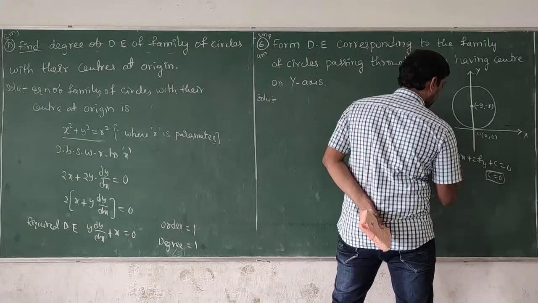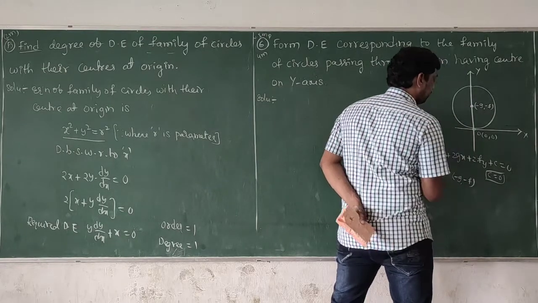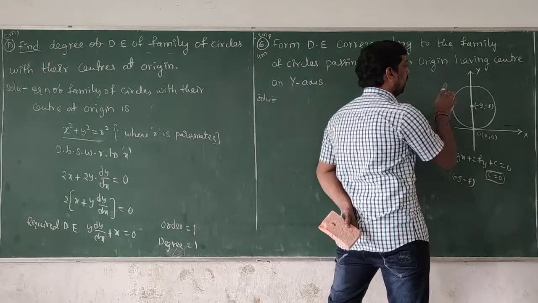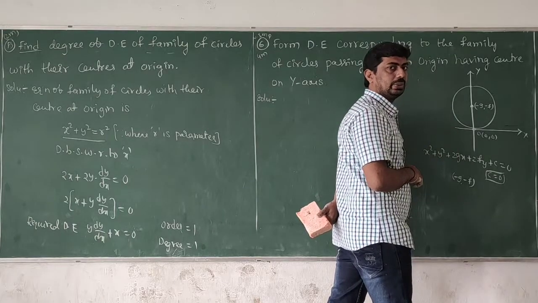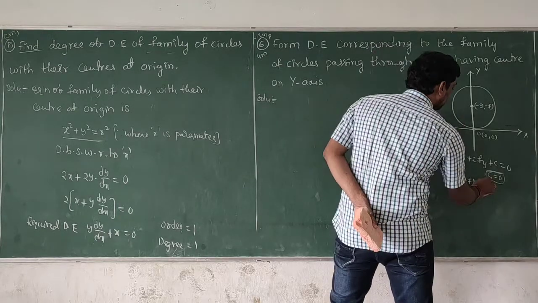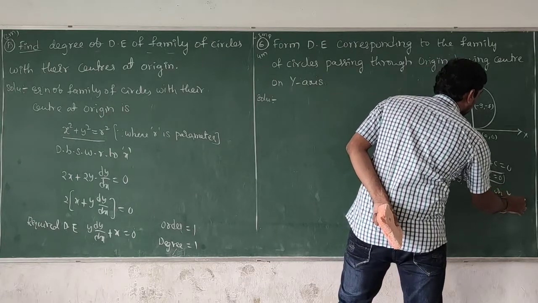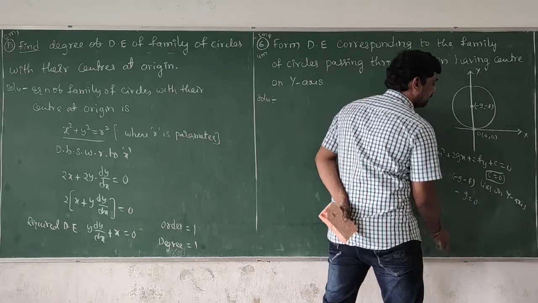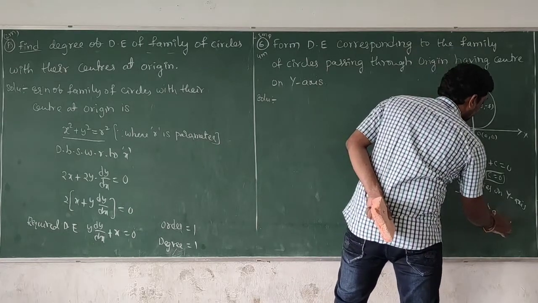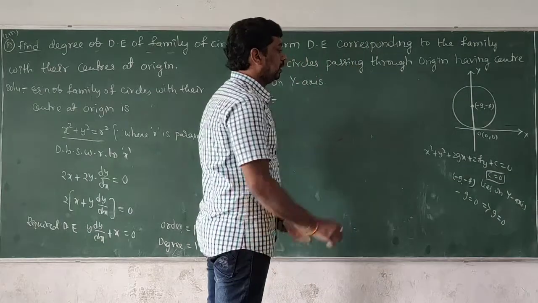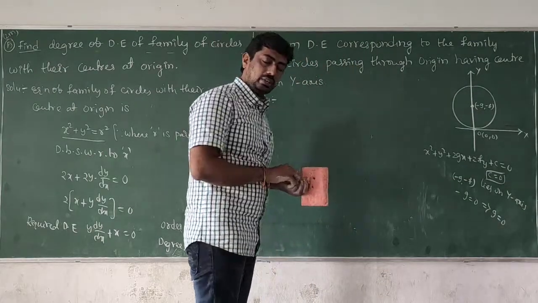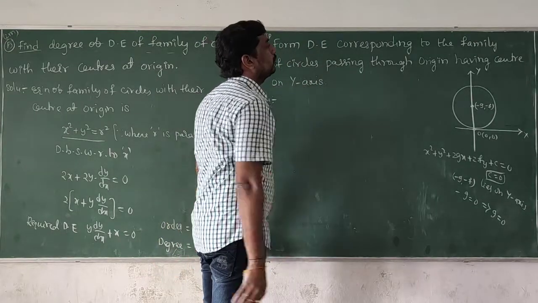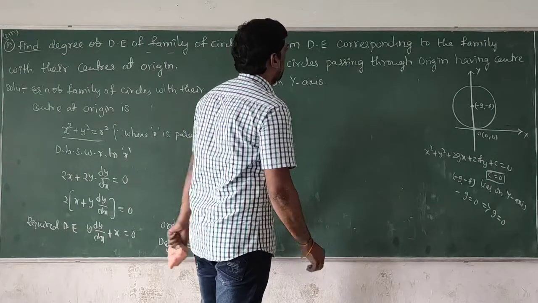Another thing is that the center lies on the y-axis. What is the center of this equation? Minus g, minus f. If any point lies on the y-axis, its x coordinate is 0. So this point lies on the y-axis. Therefore, this point's x coordinate is 0. What is the x coordinate? Minus g. Minus g equal to 0. From this, g equal to 0. Substitute all these values in the required equation. Then we get the actual equation of the family of circles passing through the origin having center on the y-axis.